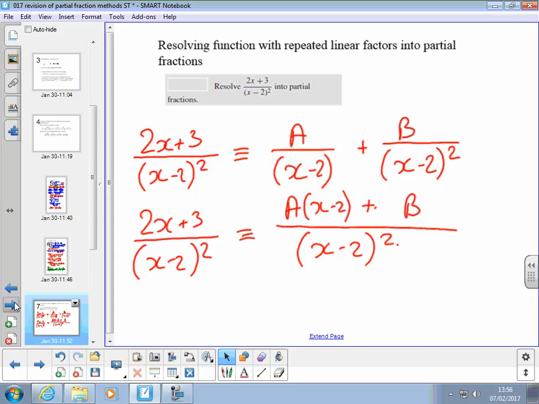The x in the original function you were given, you're told that the denominator is (x − 2) squared. The standard form of that in partial fraction form is A over (x − 2) plus B over (x − 2) squared. That's the formula for it. If you had cubed there, you'd also have plus C over (x − 2) cubed.